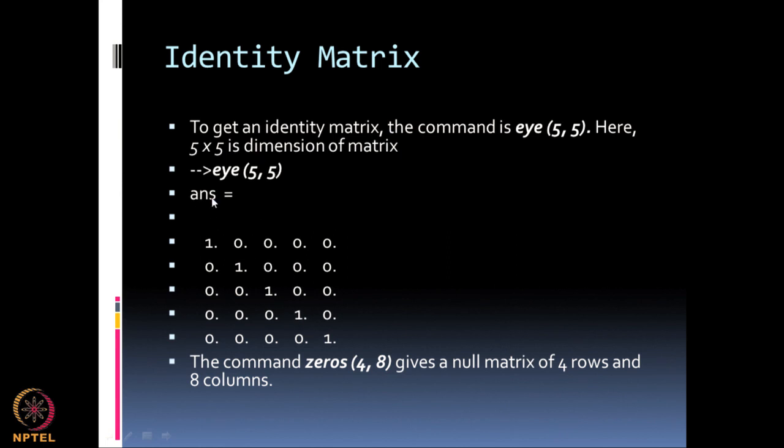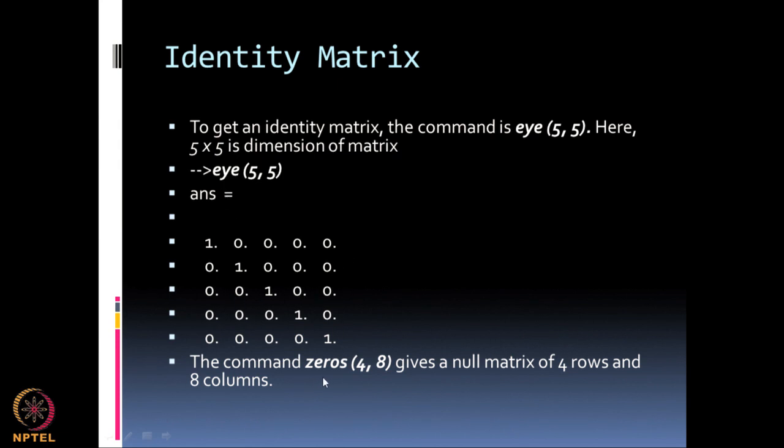Now, instead of writing on the screen, suppose I want to assign some other matrix with these identity values. Let us say W is equal to eye(5,5). What will it do? W will be my 5 by 5 identity matrix, and it will not write anything on the screen. Here it is writing on the screen because I said eye(5,5) and pressed enter. So, it gives me all these results.